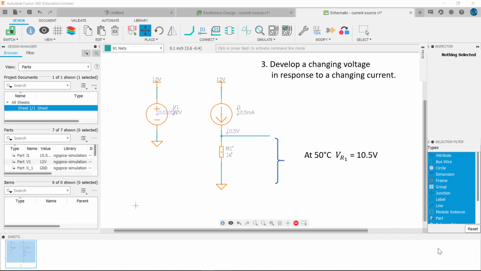Note that I've included a 12-volt power circuit to make the circuit representative of an actual circuit, and the current source is acting as a constant current sink.